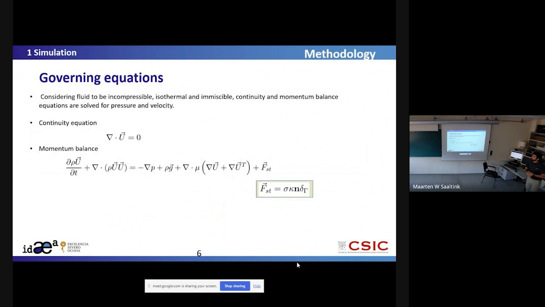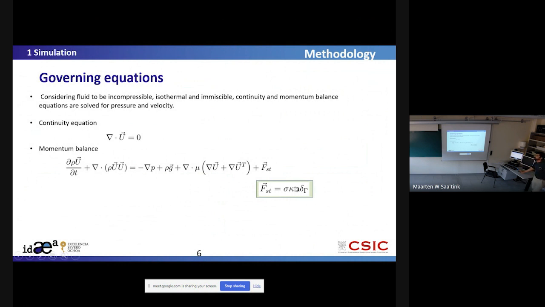Let's go into simulation. We need some set of equations to solve. And the equations that we solve are the continuity equation and the momentum balance equation. We consider the fluid to be incompressible, isothermal, immiscible, and we solve these equations in a numerical solver. So the term that I want to highlight here is FST, which is the surface tension force. And the surface tension force is nothing else than, of course, the surface tension coefficient, K the curvature, and N delta T, this gives us the direction.